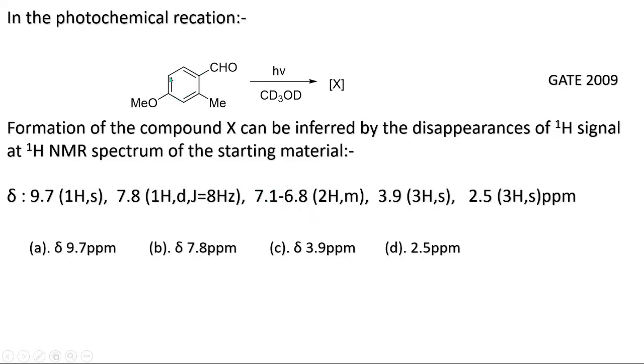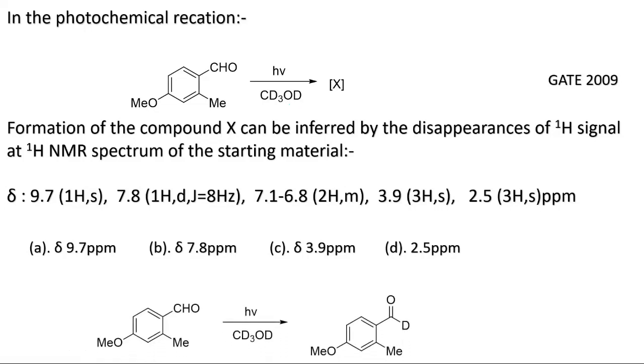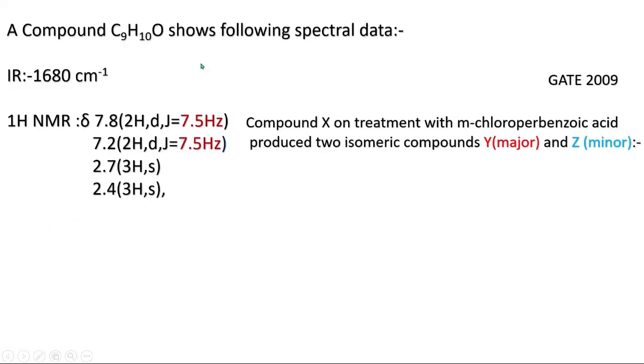If you see the molecule, when you irradiate with H2O and CD3OD, that is deuterated methanol, what will happen is this hydrogen, that is the aldehydic proton, will be replaced by deuterium. Now the 9.7 singlet, 1 hydrogen, will disappear. So option A will be the correct answer. Come to the next question.